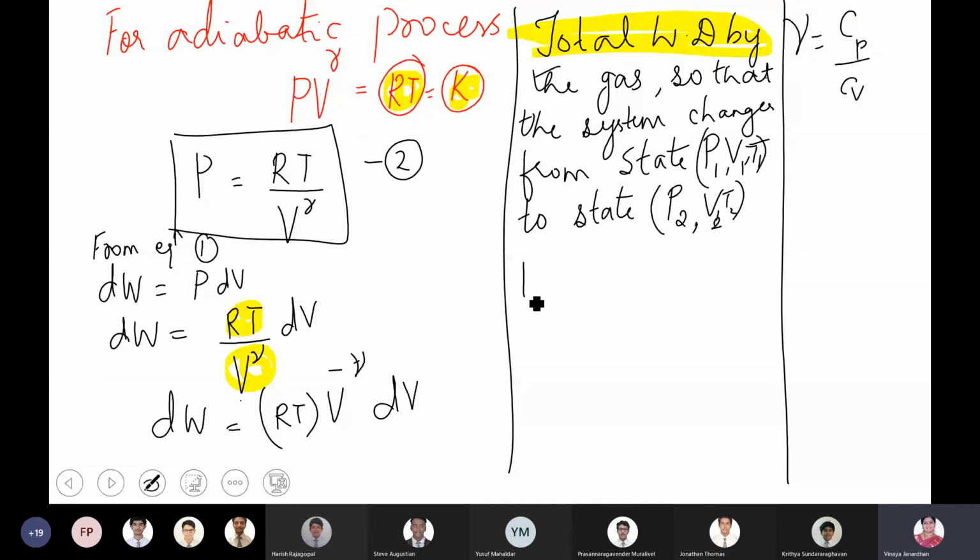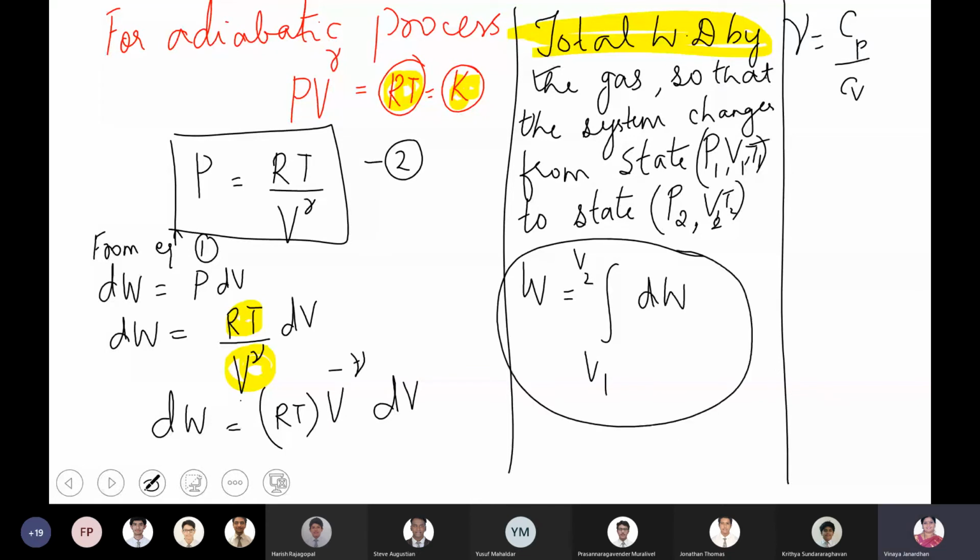So now, what is the total work done? W will be equal to, we'll go for the volume change, V1 to V2, dW. You know how to evaluate this integral? Boys, you know how to evaluate this integral? No.